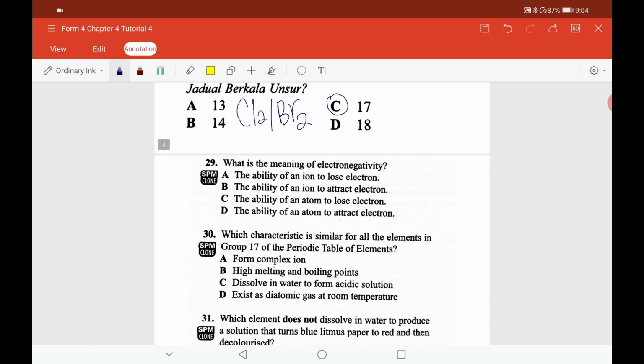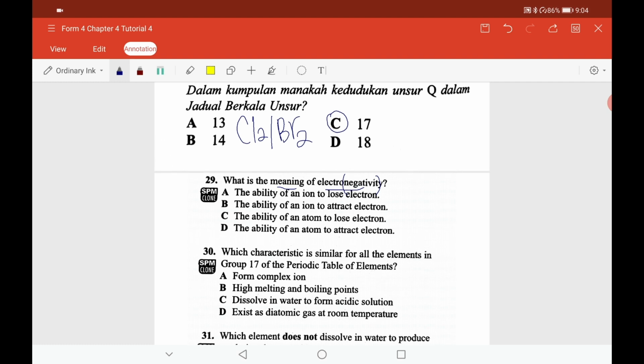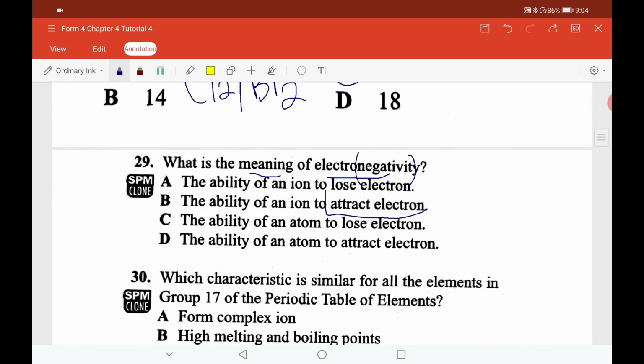Next question. What is the meaning of electronegativity? This is what I said just now. Negative means what? If you want to be negative, you need to receive electron. Here they don't use the word receive, they use the word attract. So attract electron, this is okay.